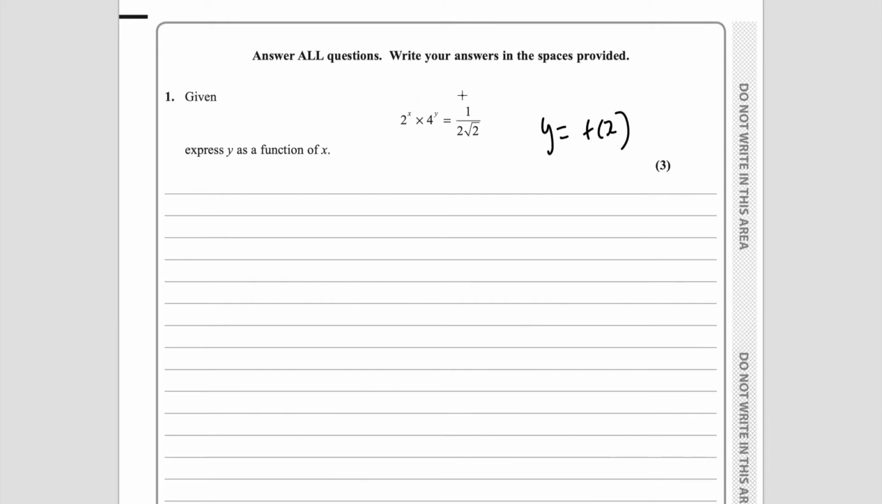Now this question here is all about index laws. This is one of the very first things that you cover in A-level maths, and it really builds on from what you cover at GCSE. And this question here really involves two of them.